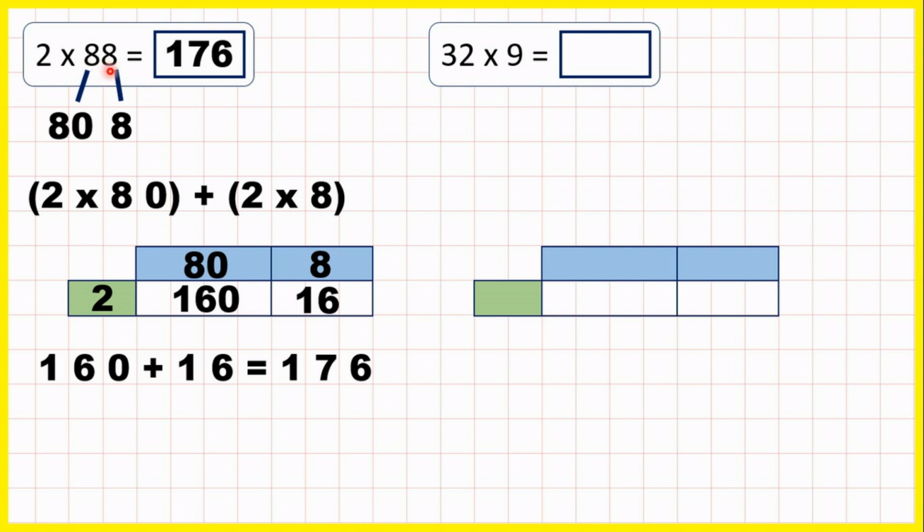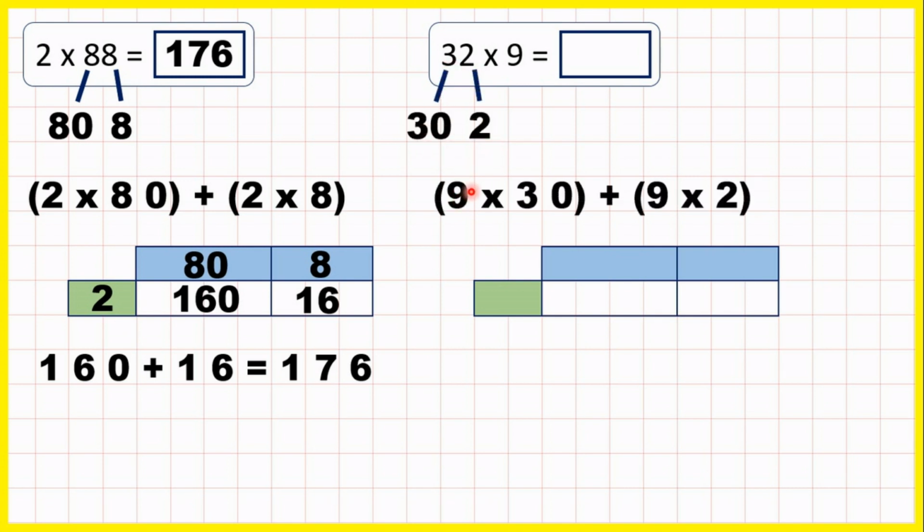Now 32 times 9. Again, it's the 2-digit number that we need to partition, so we can partition 32 into 30 and 2. So we can work out 9 times 30, then 9 times 2, and then add up our answers. We need our single digit number on the left, and then our partitioned number, so 30 and 2, on the top.